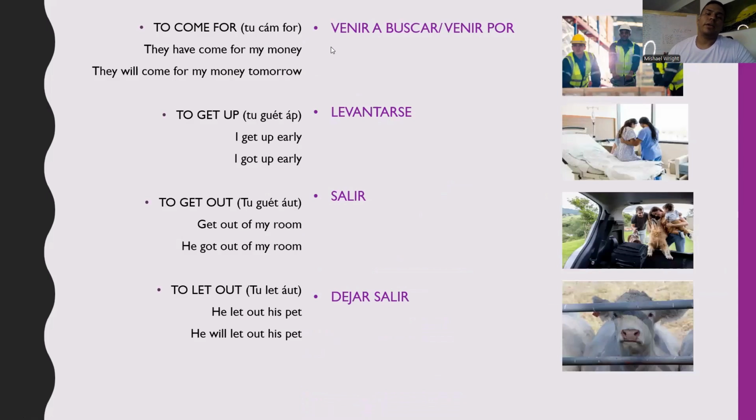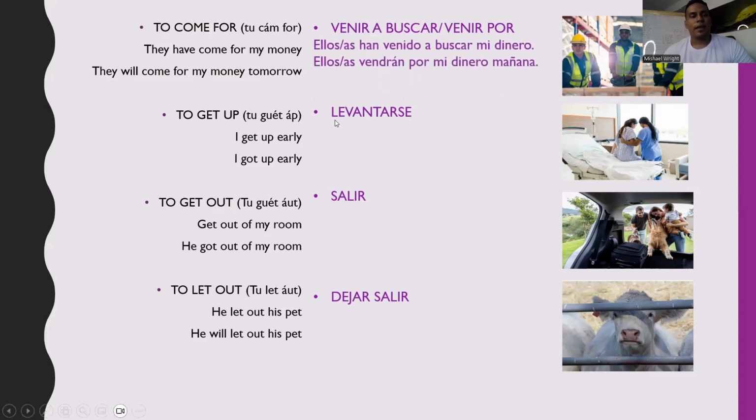Okay, so we have to come for, sorry. So they've come for my money, right? I come for my money tomorrow. They come for my money tomorrow. So in this case, it would be to get up, right? To get up from your bed, for example, get up early. I got up early.